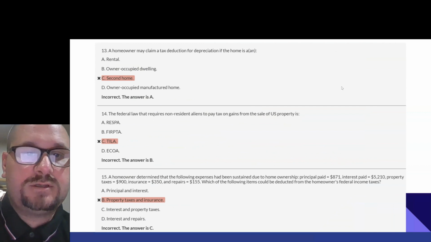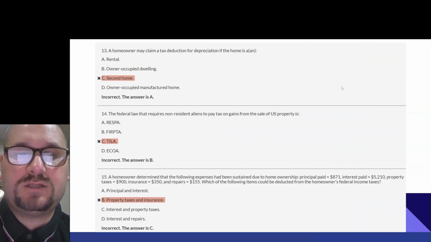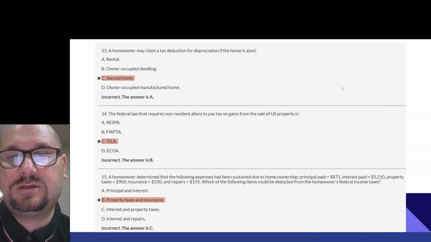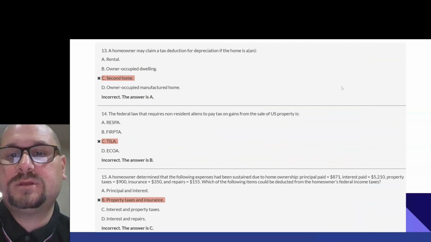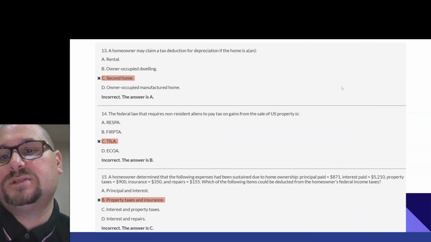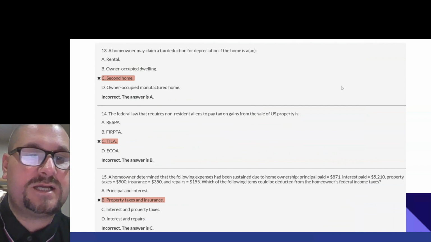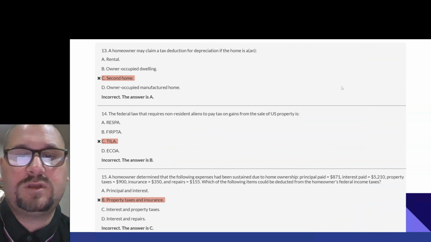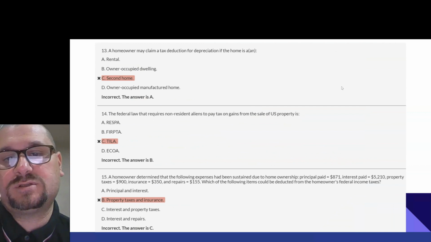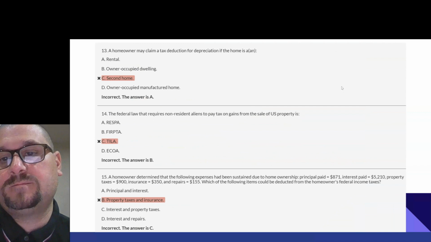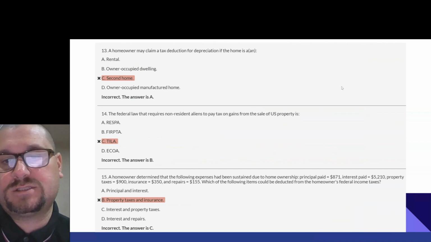A homeowner determined that the following expenses have been sustained due to home ownership. The principal paid was $871. The interest paid was $5,200. Property taxes were $900. Insurance was $350, and repairs were $155. Which of the following items would be deducted from the homeowner's federal income taxes?